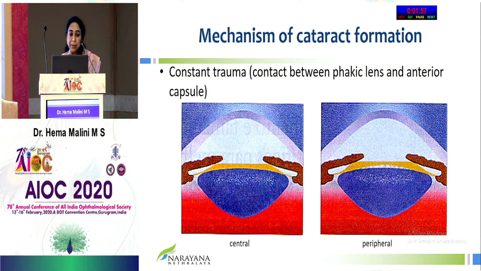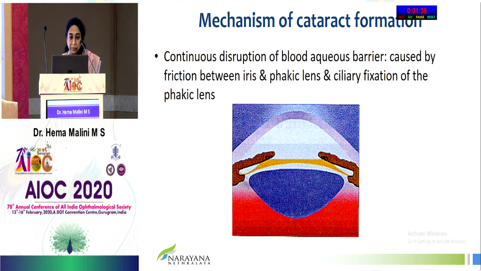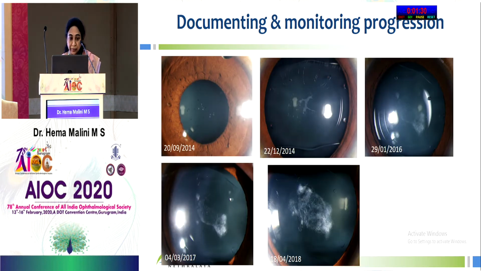So what is the mechanism of cataract formation? Here, the first cause would be constant friction between the phakic lens and the anterior lens capsule, or there would be continuous disruption of the blood aqueous barrier, which is caused by friction between the iris and the ICL, basically because the ICL is fixated in the ciliary sulcus. And the third is metabolic or nutritional disturbance of the crystalline lens.